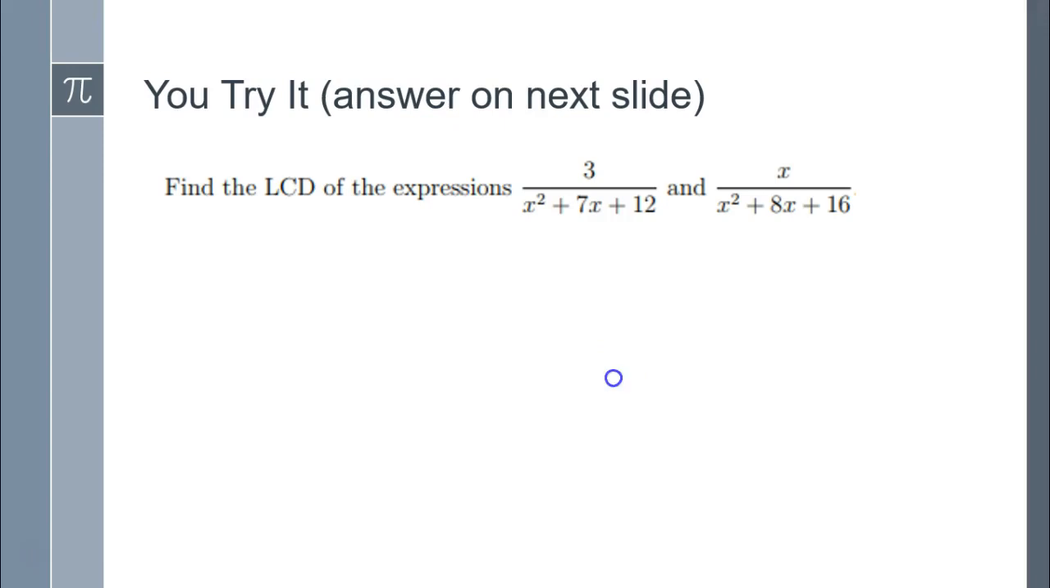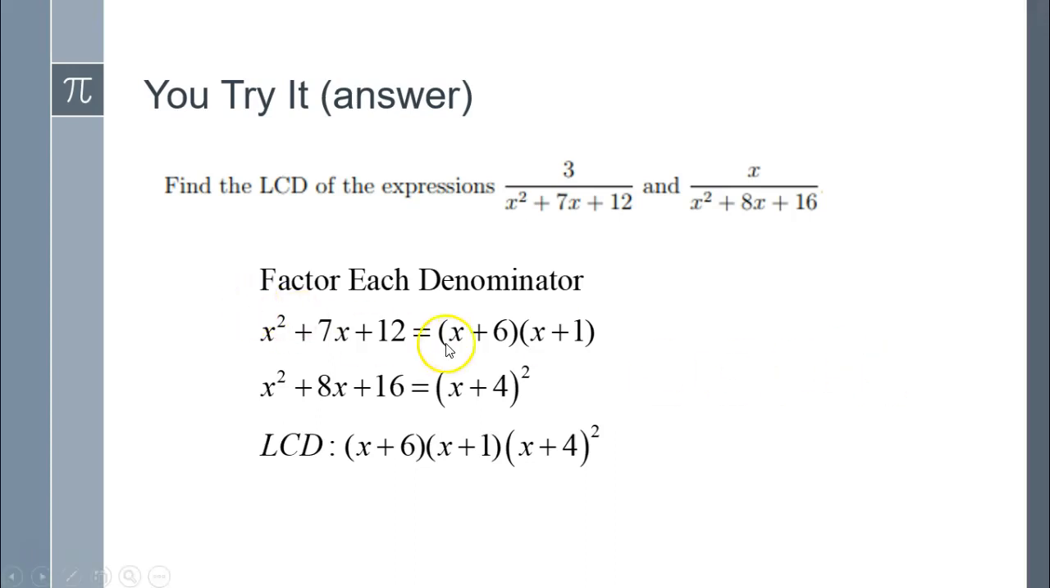Okay, so you're back. Here we go. The first fraction had x plus 6 times x plus 1. The second one had x plus 4 squared. So I need an x plus 4 squared. It occurs twice in one of the fractions, so it has to occur twice in the common denominator. Simply x plus 6 times x plus 1 times x plus 4 squared is my least common denominator.